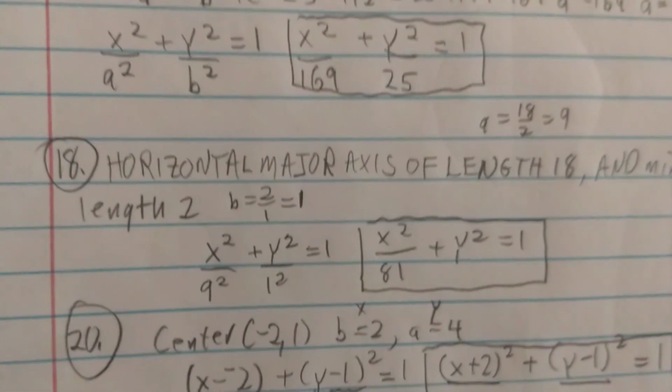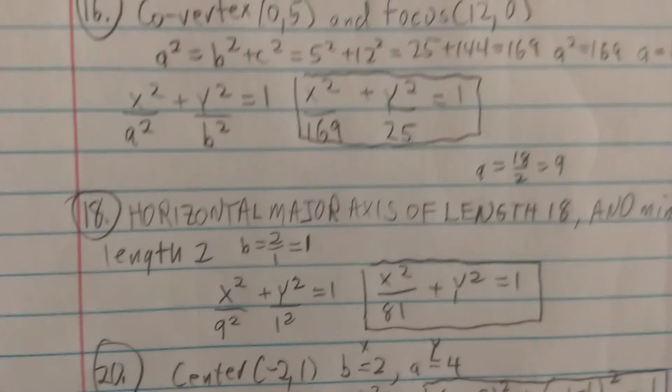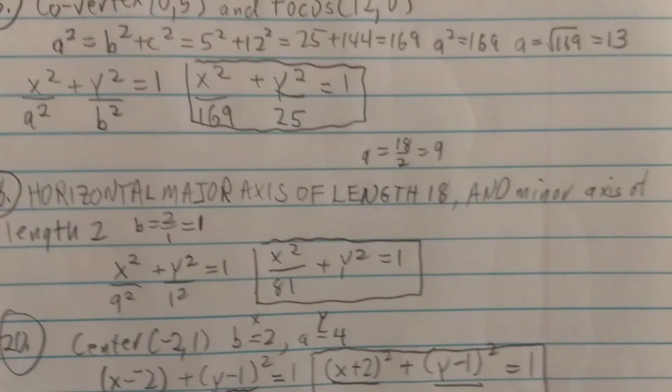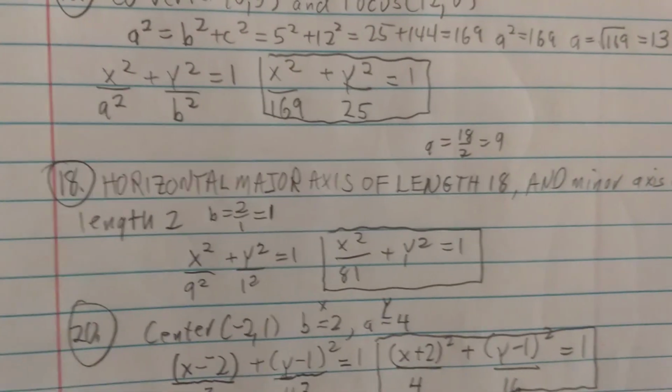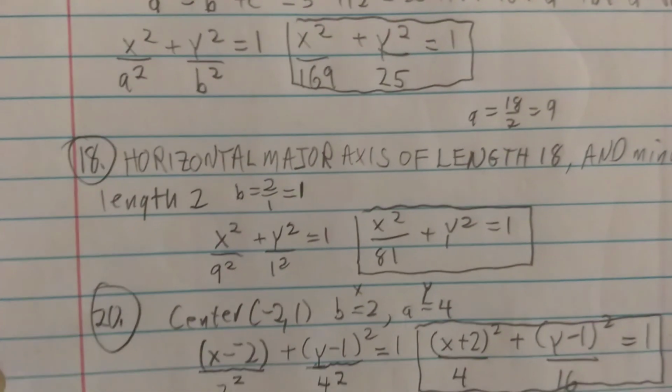So we have x squared over a squared plus y squared over b squared. So we have x squared over 169, that's a squared, and y squared over b squared is 25, equals 1.